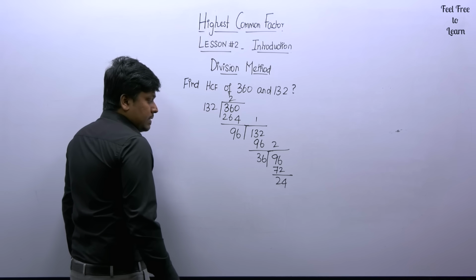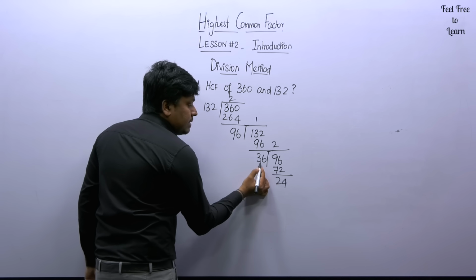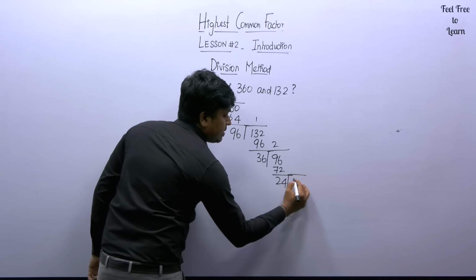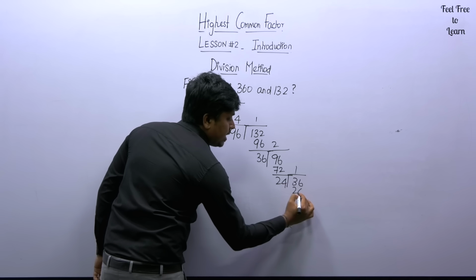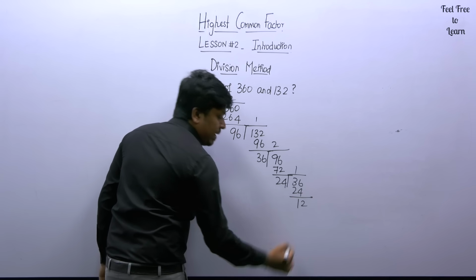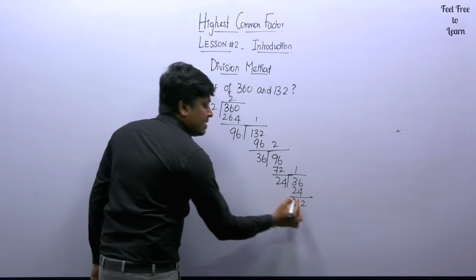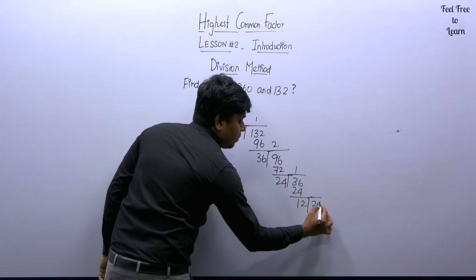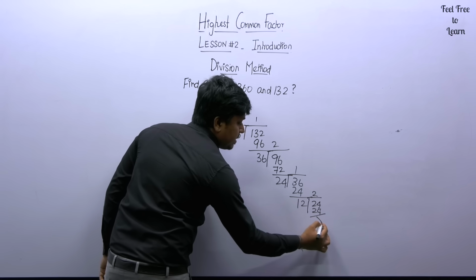Got it? So again you have to take the divisor 36 divided. So 36, 1 times 24. So remainder will be 12. Got it? So finally next divisor is 24. So 24 here, 2 times 24, this becomes 0.